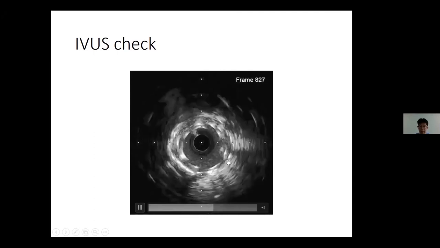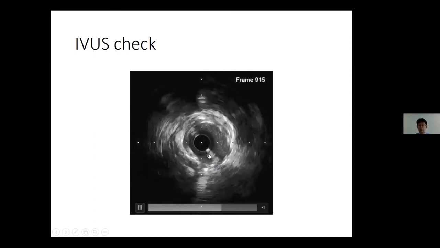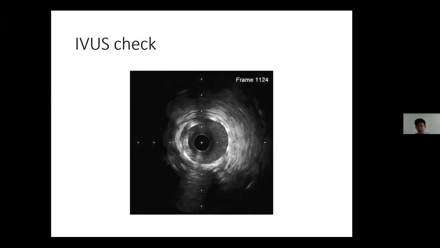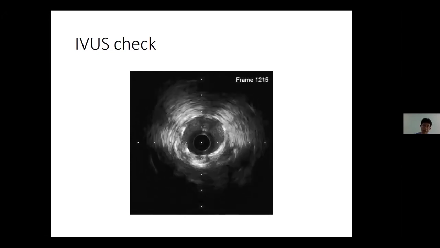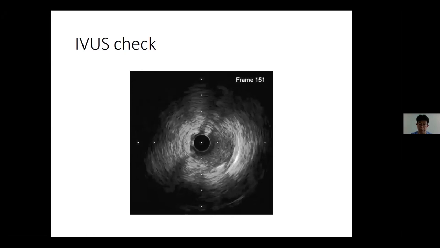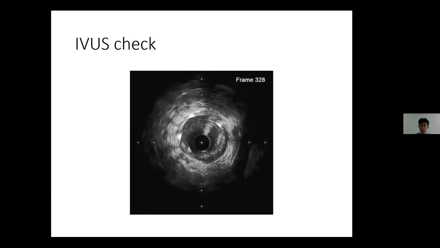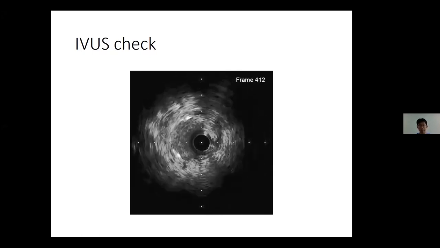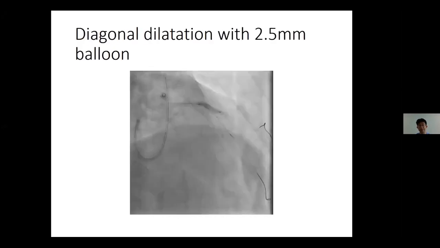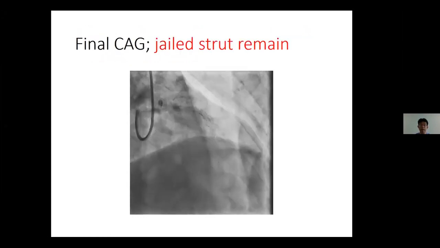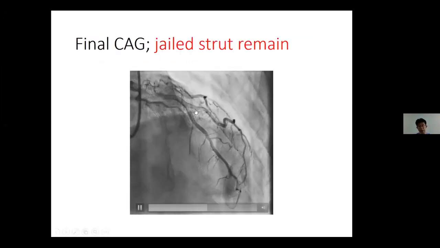First lumen and then wire coming. It means the recross wire point is not far distal, it's proximal. The ideal recross point is where the wire comes first and then the lumen. But in this case the lumen comes first and then the wire, which means it is not a good recross point. But the diagonal branch is not large, so the operator decided to continue the procedure. Diagonal branch dilatation with a 2.5 balloon, and then KBI, again KBI at the LAD and diagonal branch with a 2.5 balloon and a 3.0 balloon. But finally, as you can see, the Z stent remains.